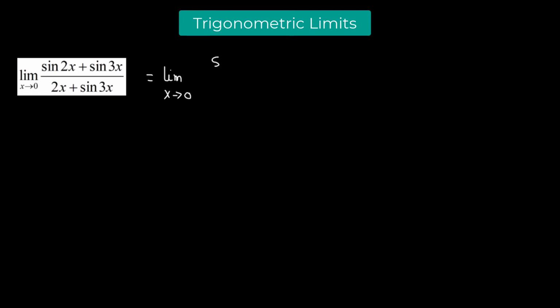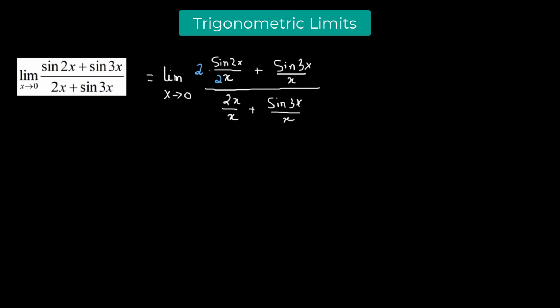So we have sine 2x. Dividing the numerator by x means we divide each term in the numerator by x, so sine 2x over x plus sine 3x over x. Similarly, we divide each of the terms in the denominator by x, so we have 2x over x plus sine 3x over x. In order to be able to apply the limit, for the first term of the numerator, sine 2x over x, we're going to multiply x by 2 and multiply the entire function by 2.